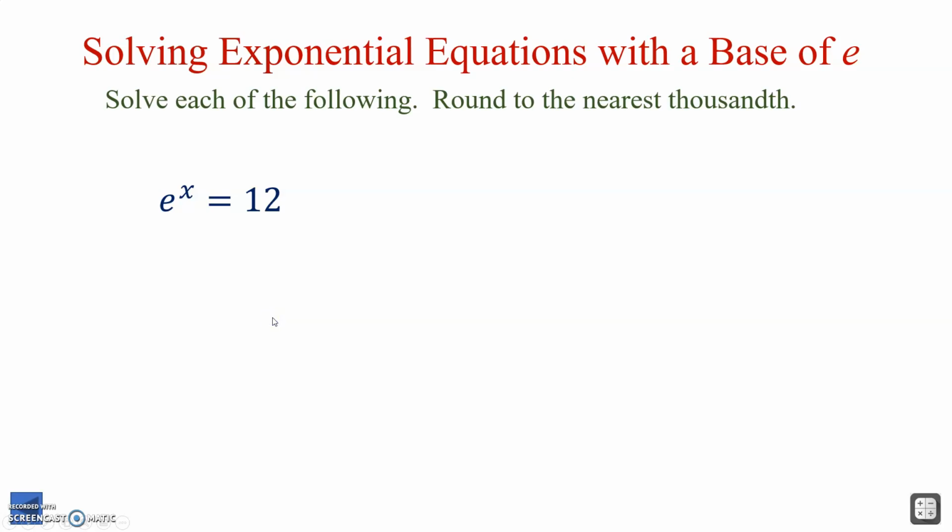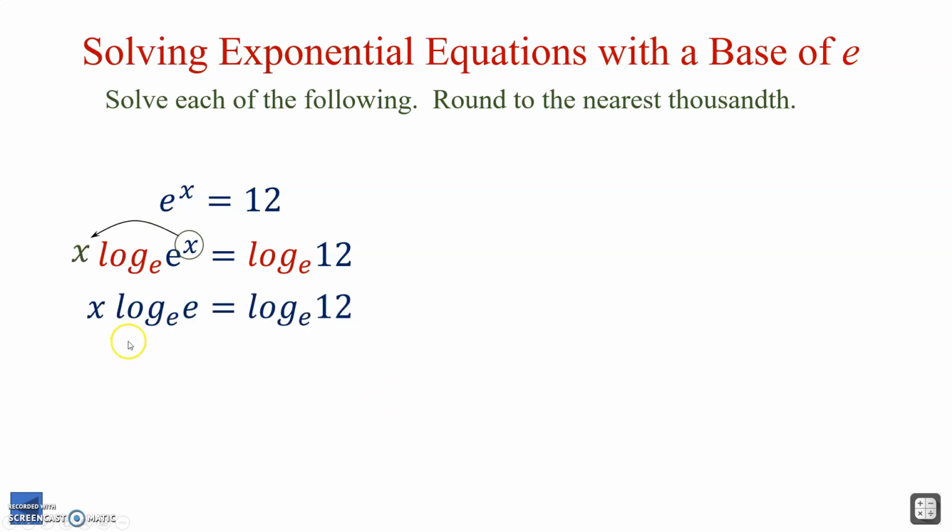e to the x equals 12. Got our base e, so we're going to ln on both sides. Of course, ln is the same thing as log base e. What this does, our exponent comes out in front. We're left with x log e base e equals log 12 base e. That log e base e cancels out, leaving me with just x.